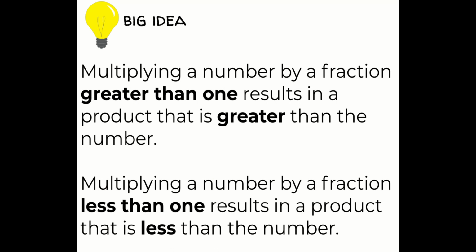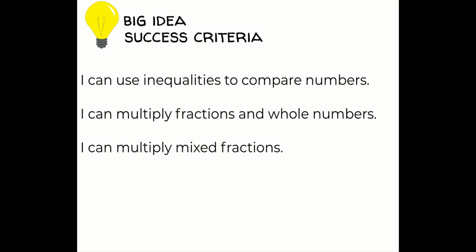So we can say that multiplying a number by a fraction that is greater than 1 results in a product that is greater than that whole number. When we multiply a number by a fraction that is less than 1, then we can say that the product is less than that whole number. We can use inequalities to compare numbers, which we were doing earlier with whole numbers and those fractions. We can multiply fractions and whole numbers, and we can multiply mixed fractions.